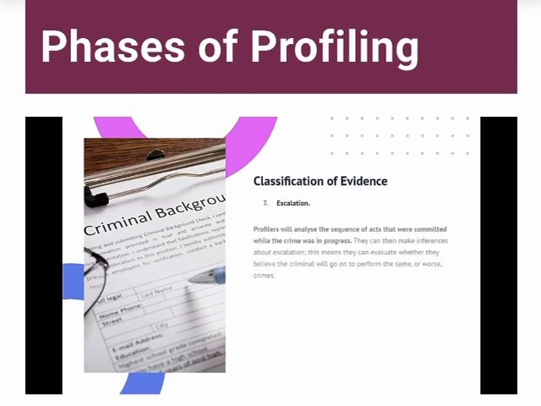7. Escalation. Profilers will analyze the sequence of acts that were committed while the crime was in progress. They can then make inferences about escalation. This means they can evaluate whether they believe the criminal will go on to perform the same, or worse, crimes.